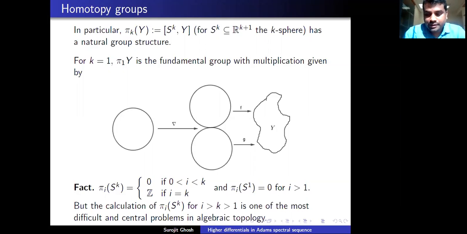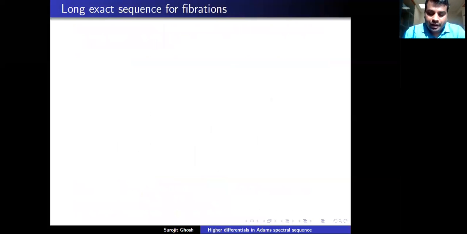First, we know something like a 2 out of 3 property. If you know two of the groups and they fit inside a long exact sequence, you can compute the other one using the long exact sequence data. It's called a fibration, and a fibration is some kind of generalization of the fiber bundle that we know.